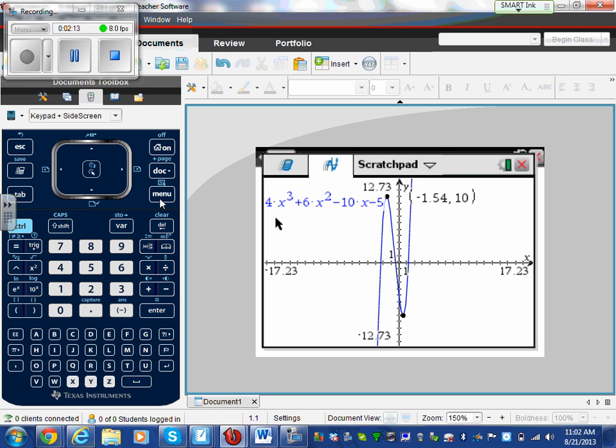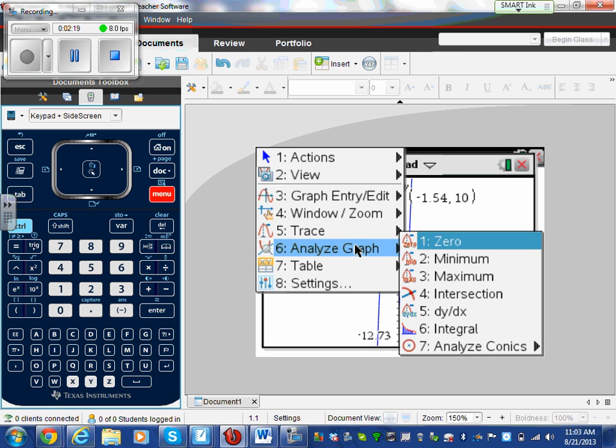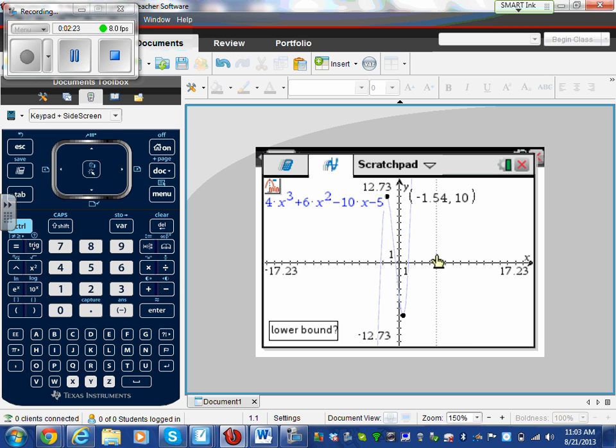Now I'll repeat this to find the local minimum. I want the ordered pair for it. Menu, Analyze Graph, Minimum. Here's that little dashed line, that little vertical line. I'll use it to put a little wall up just to the left of the point, and now just to the right of that point to help the calculator focus in that area. And here you go. The ordered pair for the local minimum is 0.541, comma, negative 8.02.